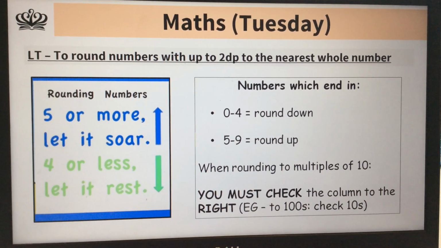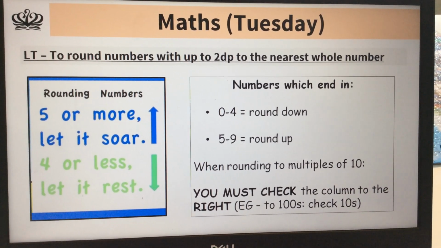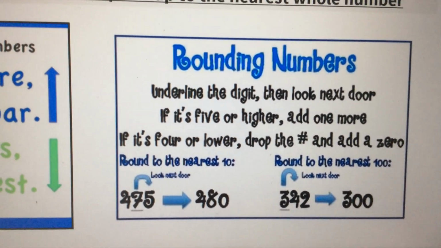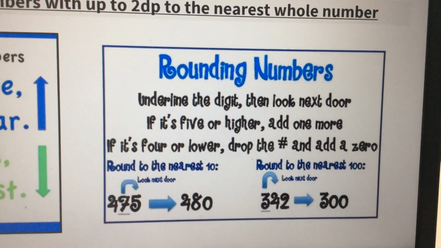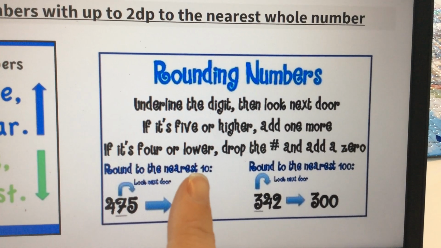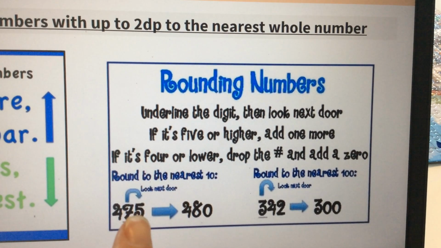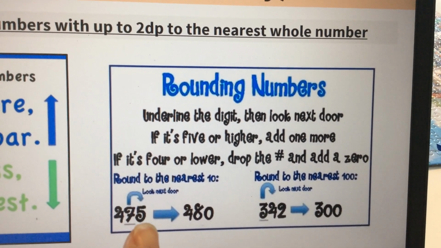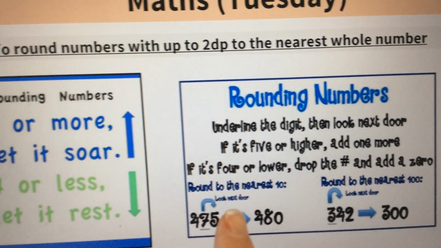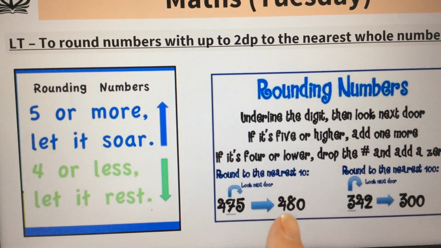Okay, so when rounding, the other part of the rule is that you have to know which digit you are looking at. So for rounding numbers, it says here, underline the digit, then look next door, okay? So for this example, if I'm rounding to the nearest 10, there's my tens number. So I have to look next door, I have to look at the number on the right to decide if I'm rounding up or down, okay? Now because that's a 5, I'm going to round up.